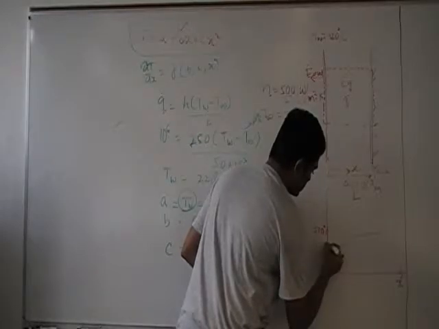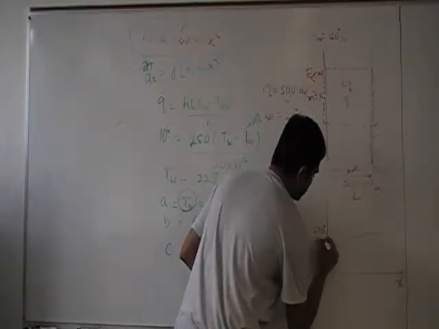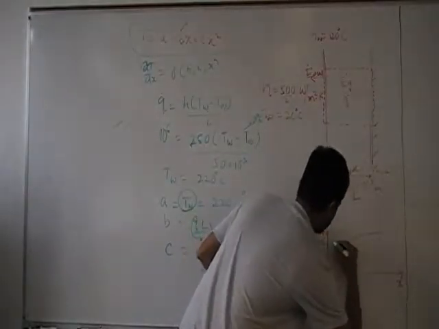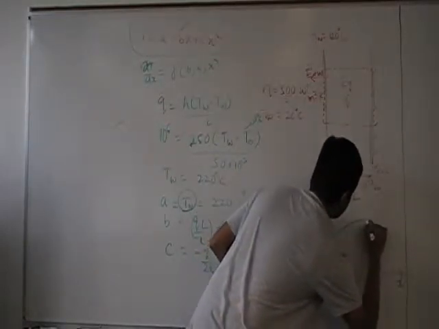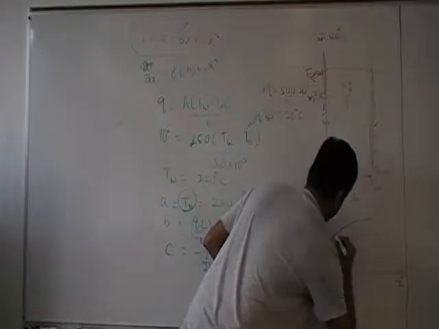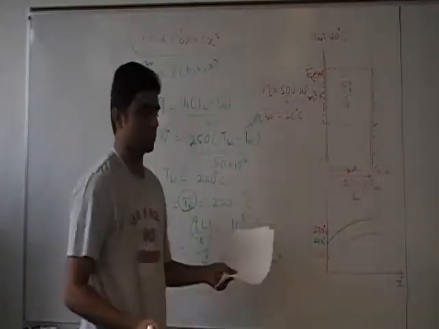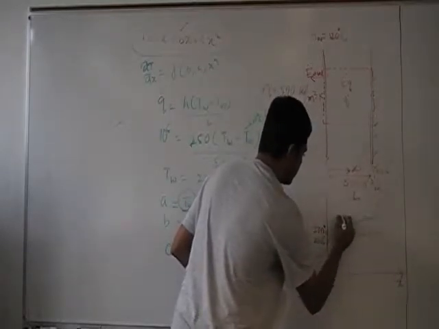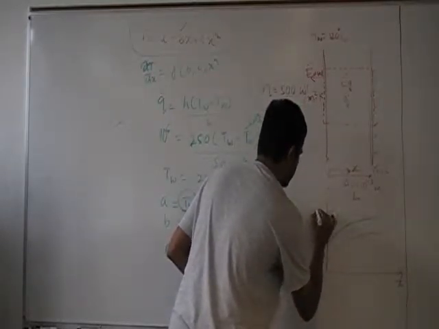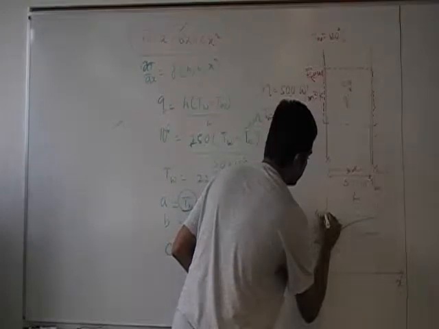So let's assume this is 220. And it should follow approximately the same slope. It's about the same. The graph is approximately the same. This temperature here is 470 degrees Celsius.